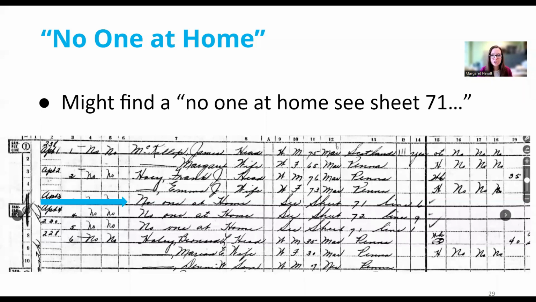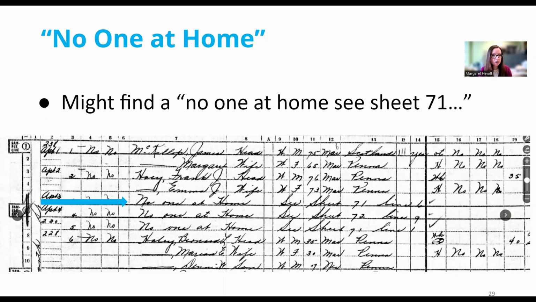There's also one more new thing that has been added. Sometimes you're going to see entries on a census page that say no one at home, see sheet 71, line 6, or see sheet 72, line 9. In this instance, the census enumerator would actually mark where someone was not home as they visited the houses and then add them at the back of the page.